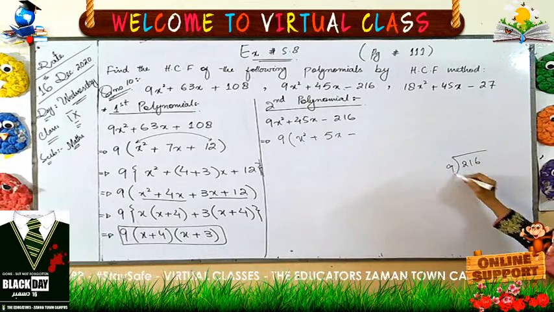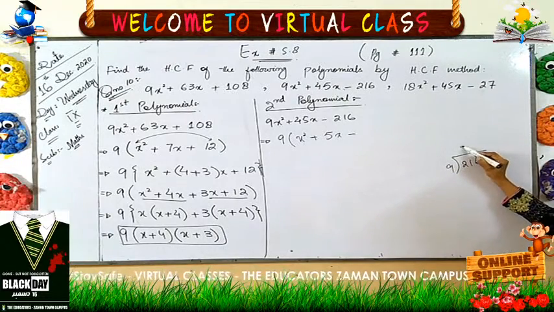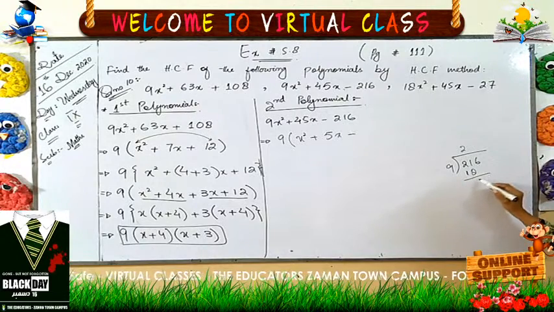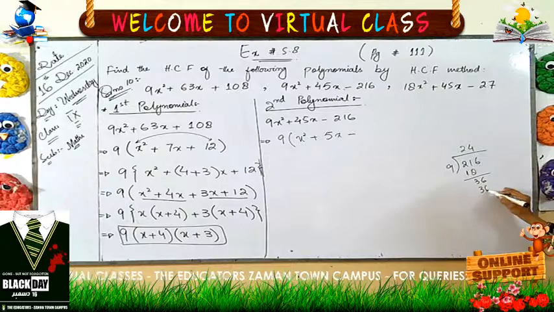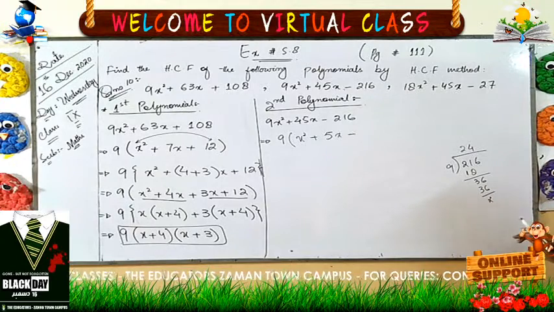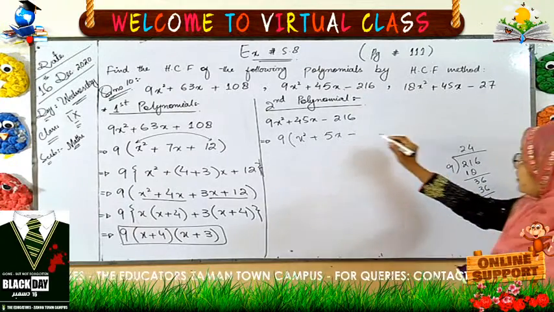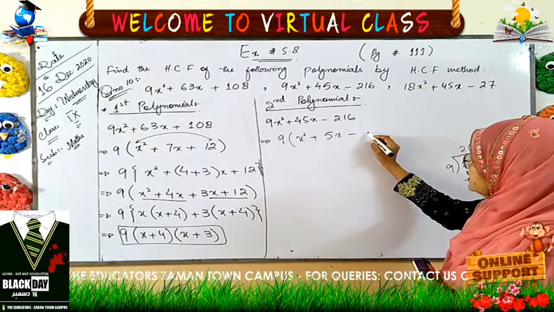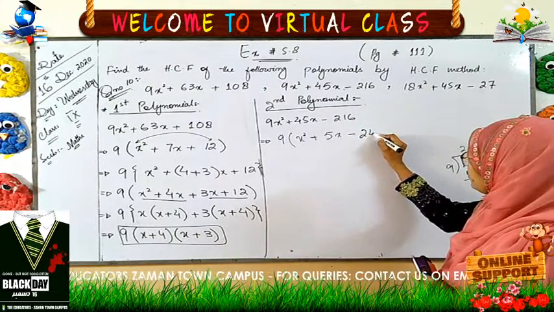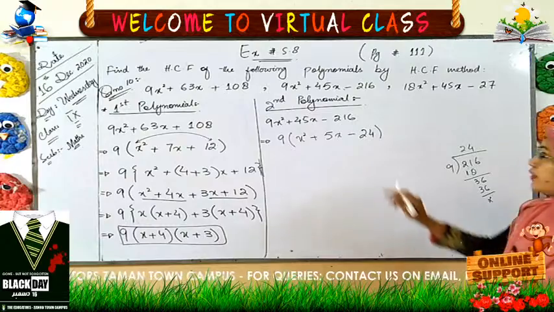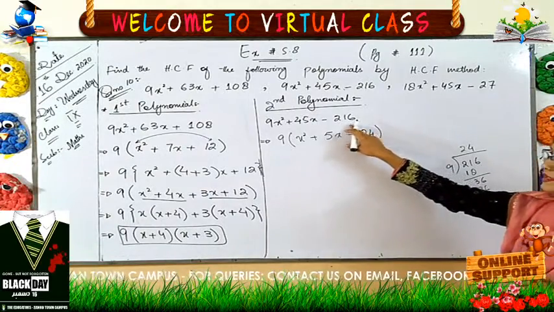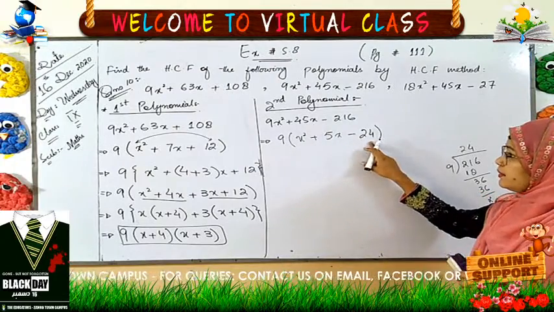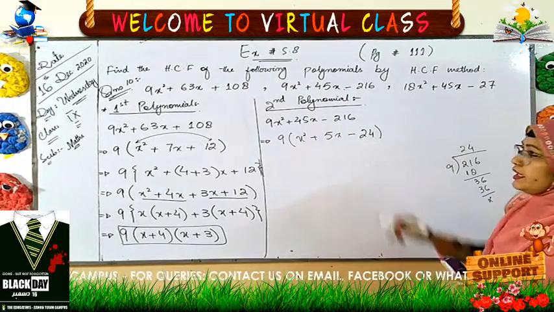216 divided by 9. 9 2s are 18, remaining 36. 9 4s are 36. So we have 24. Okay. What are we getting? We are getting 24 after dividing 216 by 9. It means 9 multiplied by 24 gives us 216.